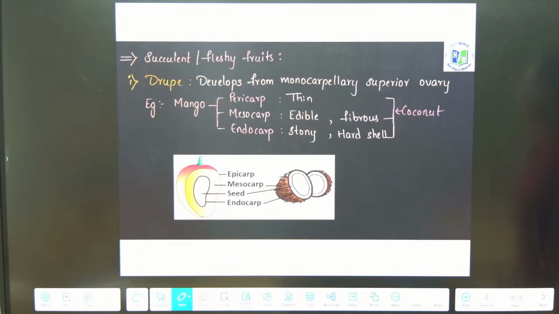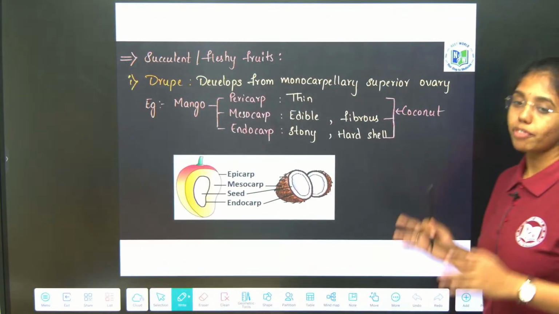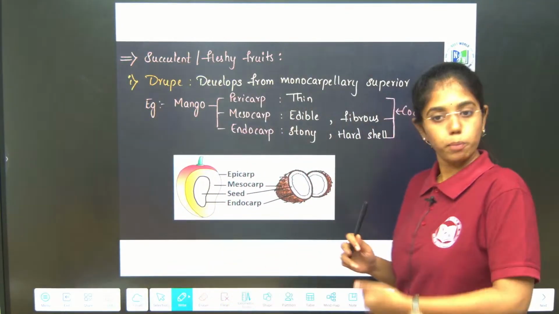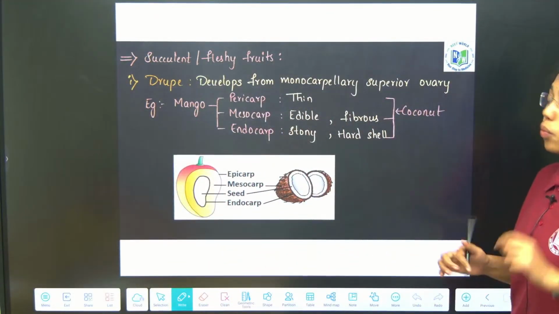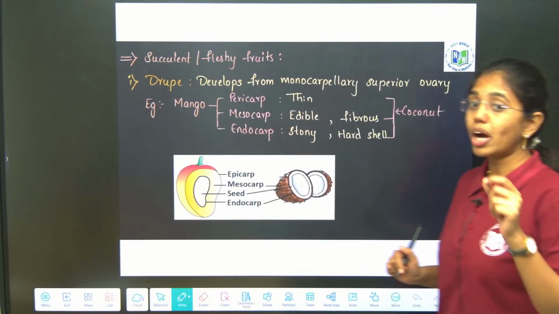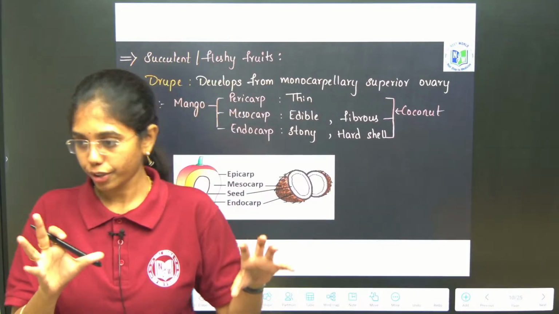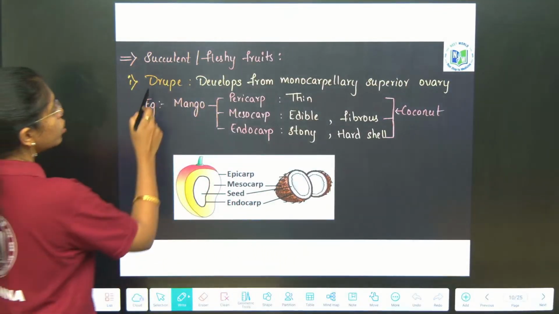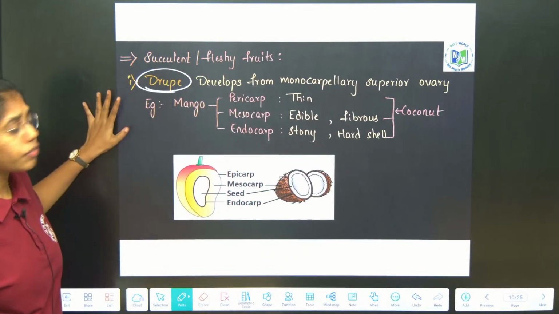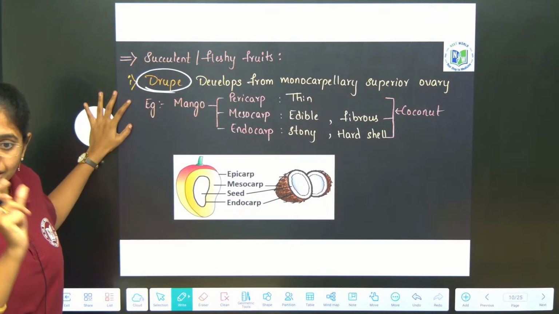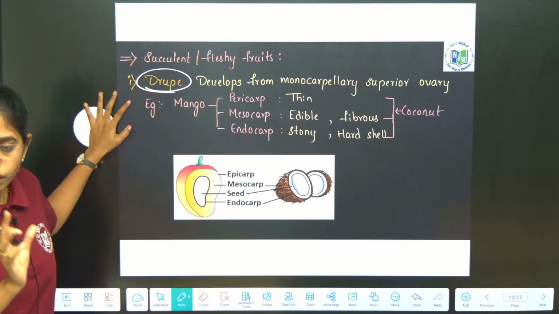Next, succulent or fleshy fruits. We have five: drupe, berry, hesperidium, pepo and pome. First we will see drupe. Very important, many times you get questions comparing the fruit wall of mango and coconut. In these fleshy fruits, what is the epicarp turning into? What is the role of mesocarp? What is the role of endocarp?